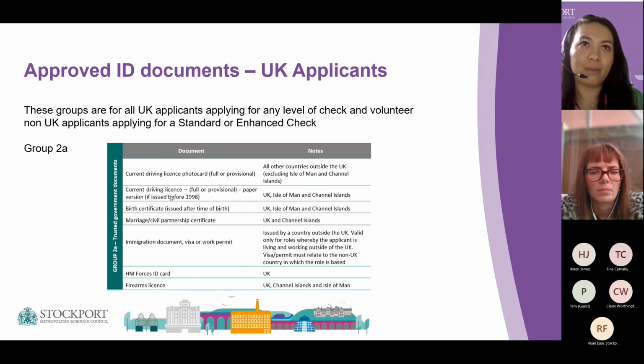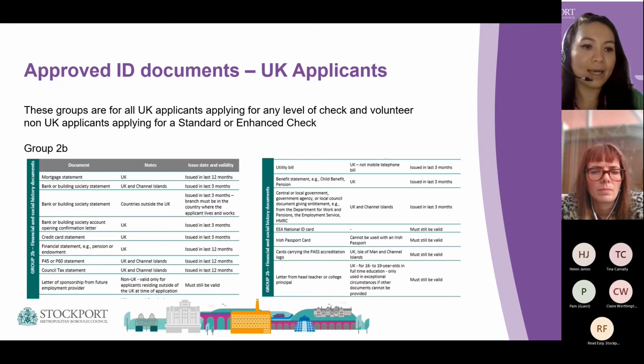Just to note that the paper driving license needs to be issued before 1998, so it should have an issue date on there. Again, just noting where these need to have been issued. So where it says UK, it needs to be a UK document. You can provide a driving license from another country for a Group 2A document. Again, just check that everything is in date, the same as Group 1, so checking that the driving license is still in date.